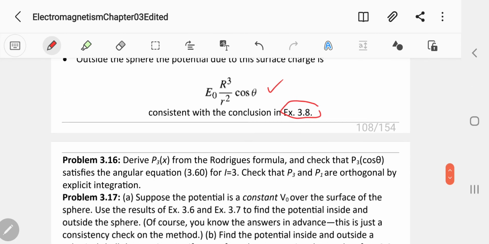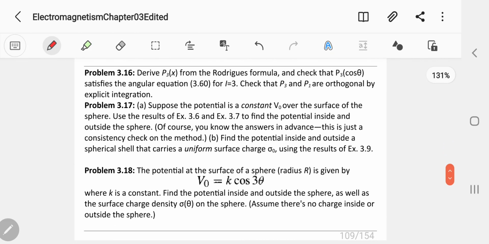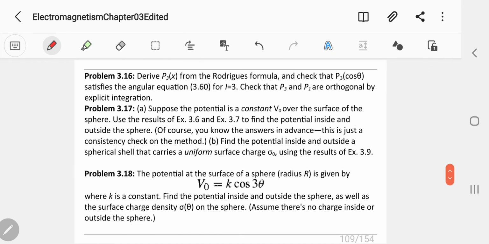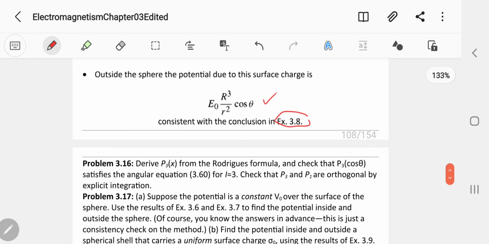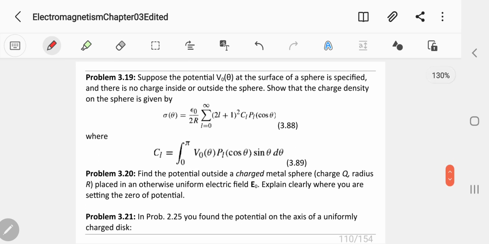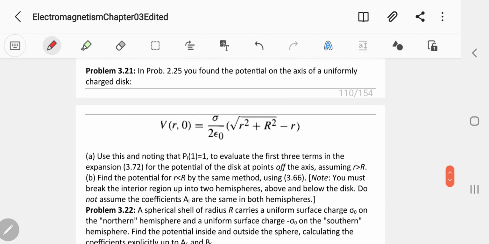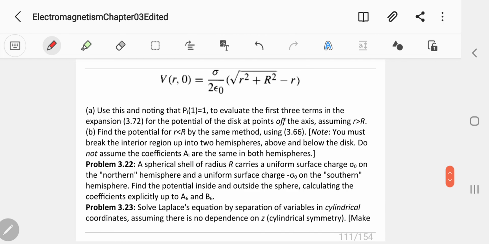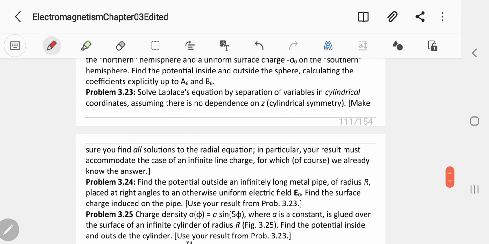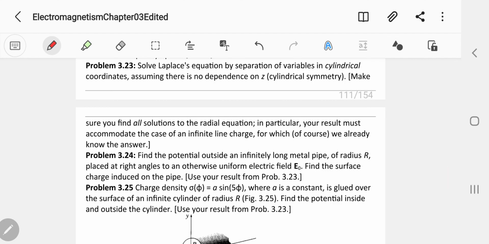And you have some problems here. You can try them when you have time. You can take a screenshot of that. And of course, these additional problems, you can take a screenshot also. And then we have this one. You can screenshot and then read them.